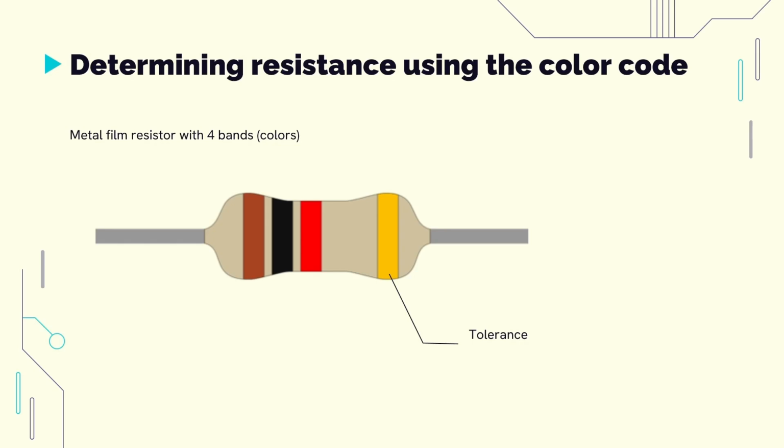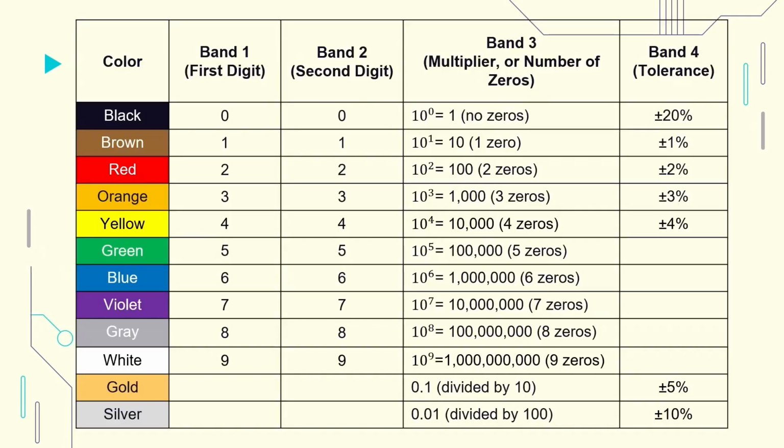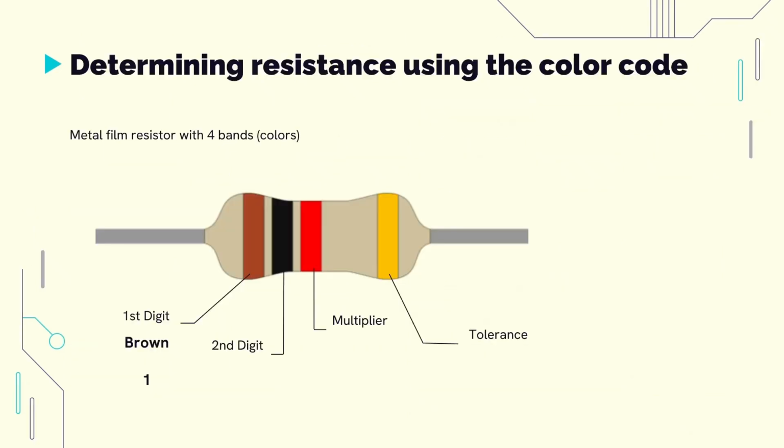The resistor value itself is determined by just the 3 bands. The first band is the first digit, the second band is the second digit, and the third is the multiplier band, which tells you how many zeros to put after the first 2 digits. In this example, the first band is the color brown. Cross-referencing with our table, brown has a value of 1, hence the first digit is 1.